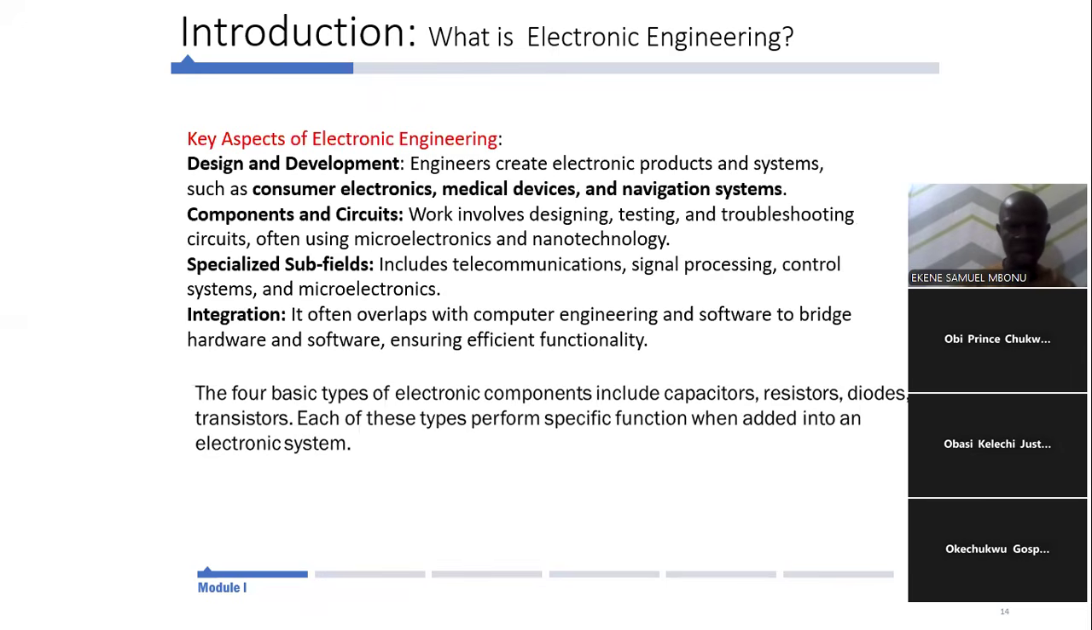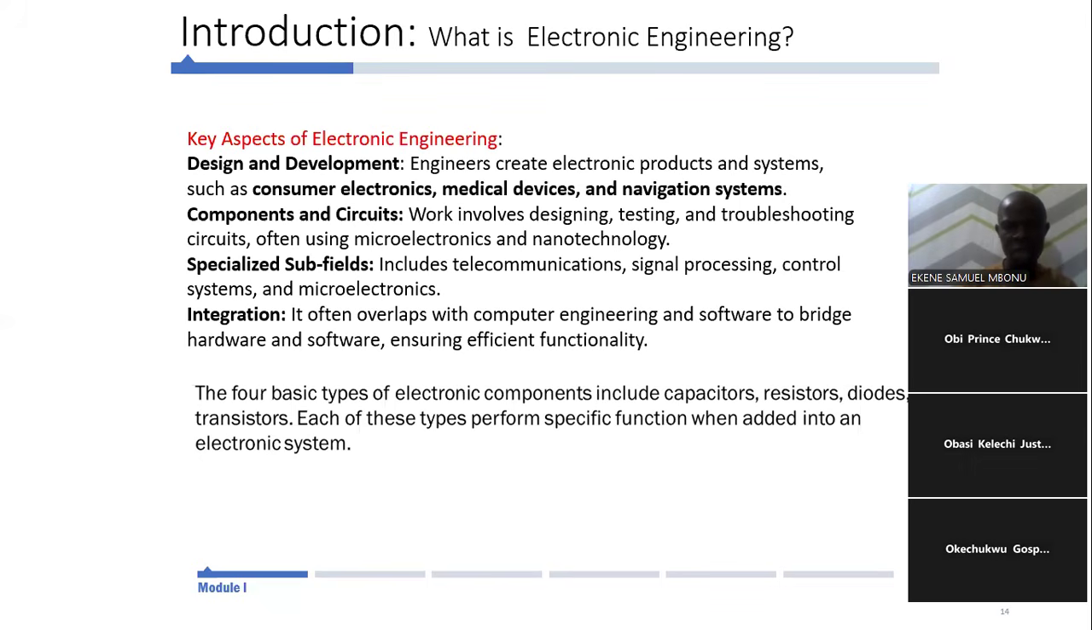Key aspects of electronic engineering: design and development. You see it in consumer electronics, medical devices, navigation systems. Specialized subfields include telecommunication, signal processing, control systems, and microelectronics. As you progress in the engineering field, you begin to encounter these things. It often overlaps with computer engineering and software to bridge hardware and software, ensuring efficient functionality. Actually, this is where embedded systems come in.